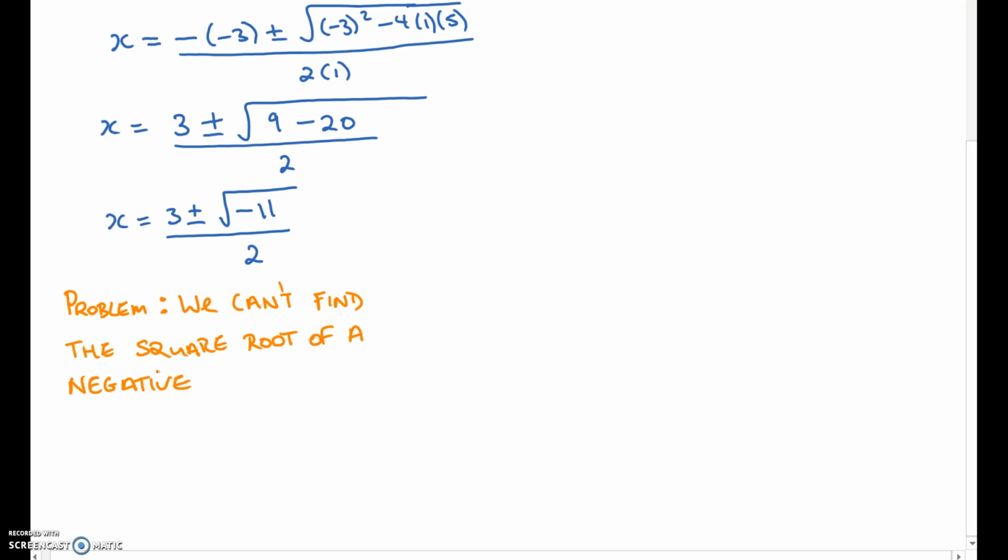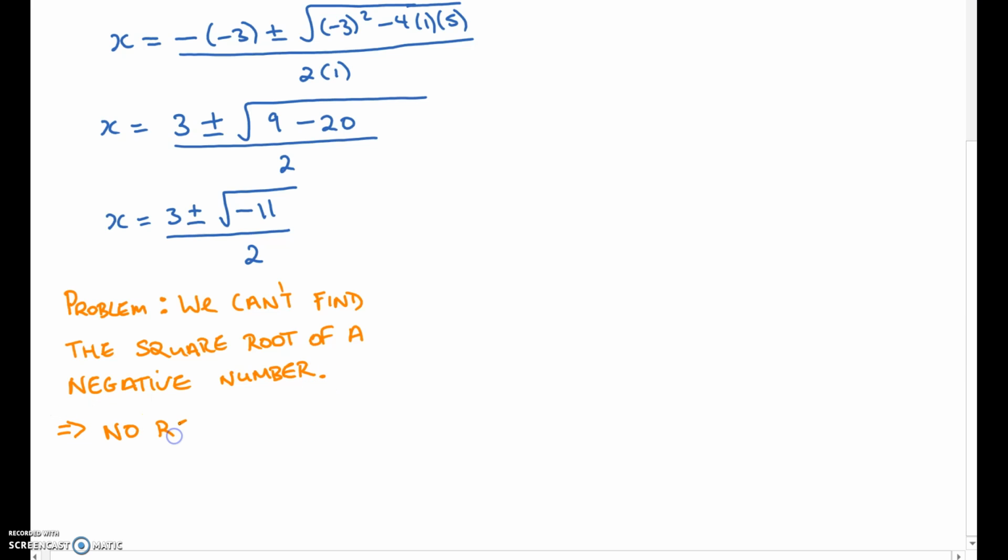Now later on, in Algebra 2, we'll introduce the idea of complex numbers and imaginary numbers, and we'll see that there are things that we actually can do with this. But for right now, all I want you to know is that there's no real number that is the square root of a negative number. So we can't find the square root of a negative number. So what we say is that there are no real solutions.